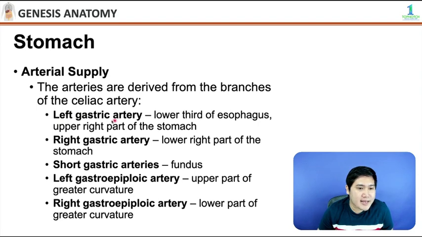Your left gastric artery will supply the lower third of the esophagus, remember, the lower third, and the upper half of the lesser curvature. Your right gastric artery will supply the lower half of the lesser curvature. Your short gastric arteries will supply the fundus. The left gastroepiploic artery will supply the upper part of the greater curvature, and the right gastroepiploic artery will supply the lower half of the greater curvature.